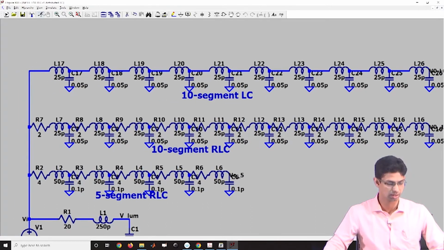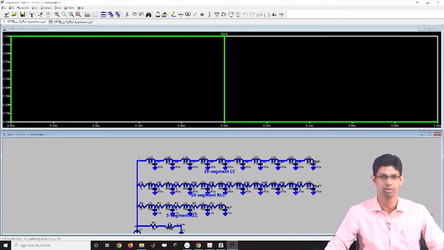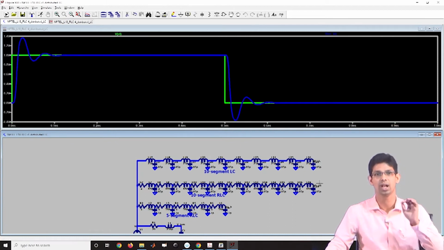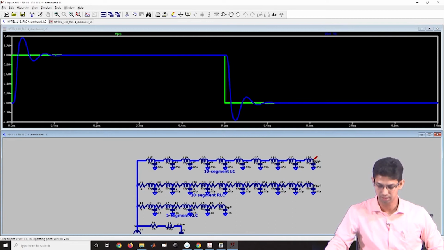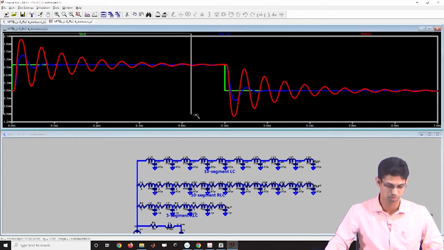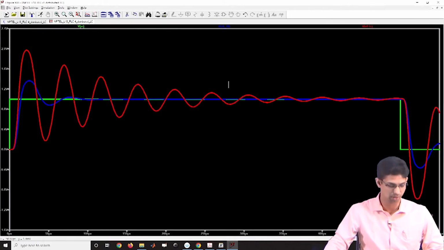So now let me run the simulation and check the output waveform. This is the input, this is the output for 10 segments with R, L and C, and this is the output for 10 segments with L and C. Now you can see this is interesting, there are these ripples here. Let me zoom into a region to be more clear, let me magnify.